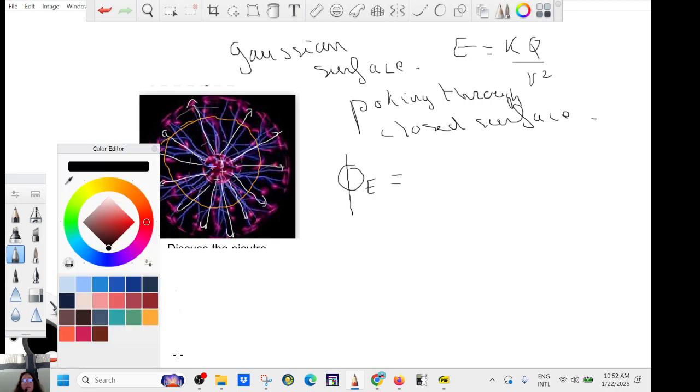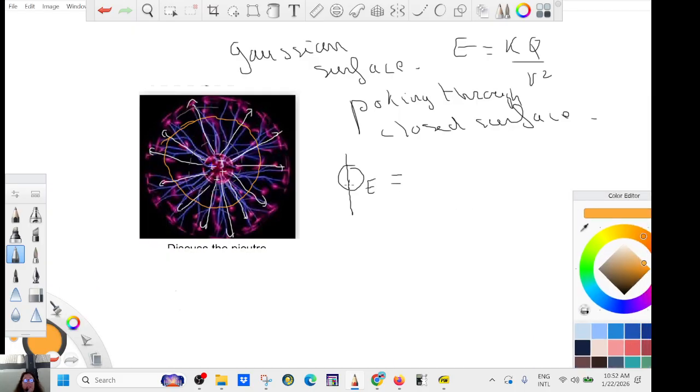Okay, that number of lines, do you think it's going to change if I take a smaller surface here? Do you get the same number of lines poking through? How many poking through here? 1, 2, 3, 4, 5, 6, 7, 8, 9, 10, 11, 12, 13. How many poking through this one? 1, 2, 3, 4, 5, 6, up to 13. So the number of field lines poking through is the same, right? The electric field is not the same, it's going to be stronger. The surface is going to be smaller, but the number of electric field lines is the same.